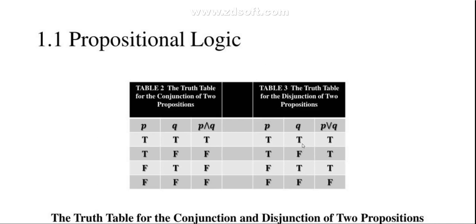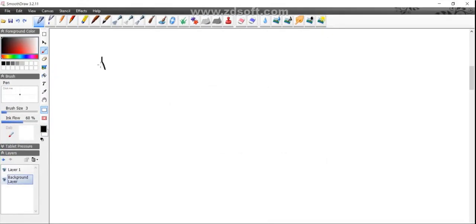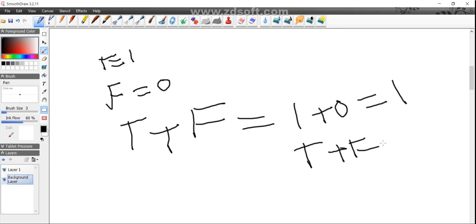Now, T and T, both are true, so the result will be true, like T plus T, again T. Then T plus F, what will be the result? T. I will tell you how it works now. Again F and T, this one. Here, if T is equal to 1 and F is equal to 0, what will be T plus F? You can easily say 1 plus 0, the result will be 1. So 1 is equal to T, so T plus F is equal to T.